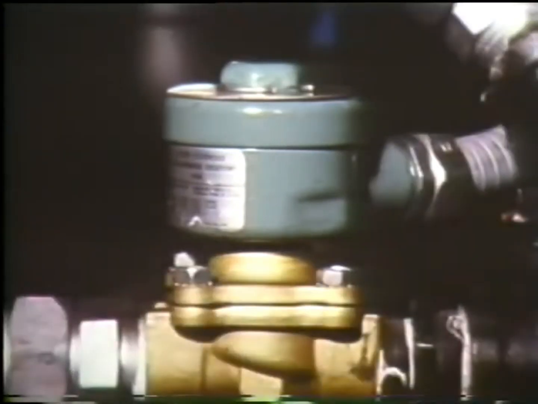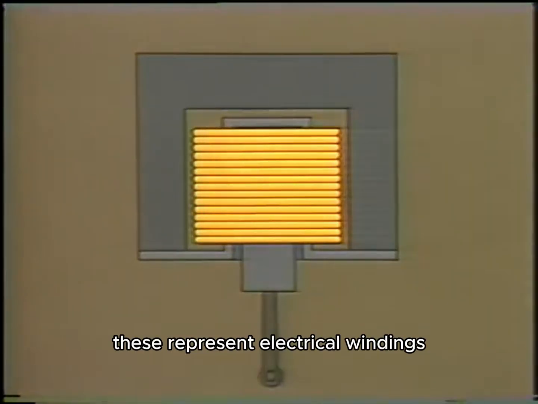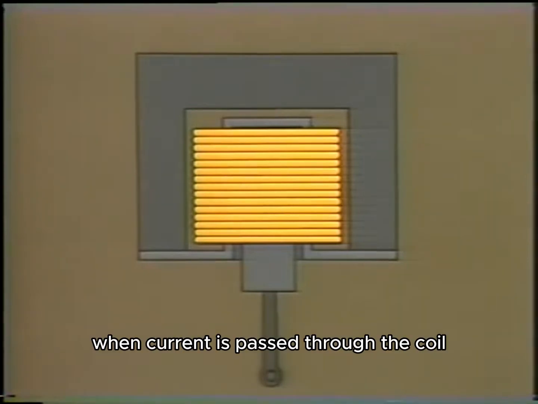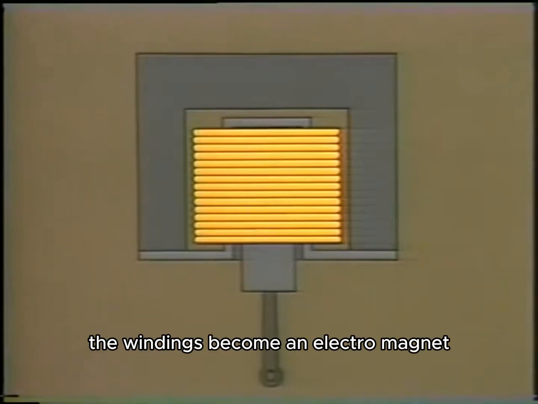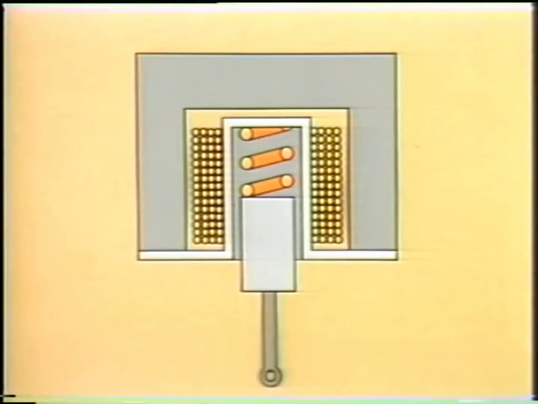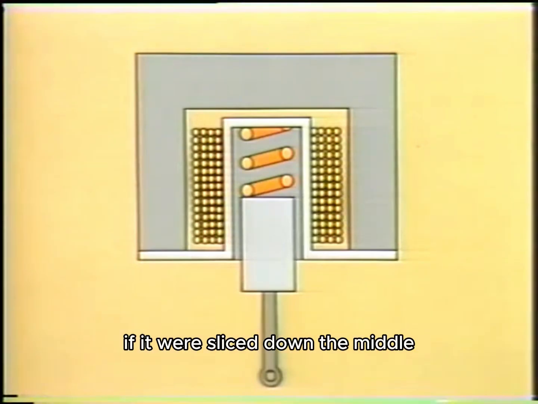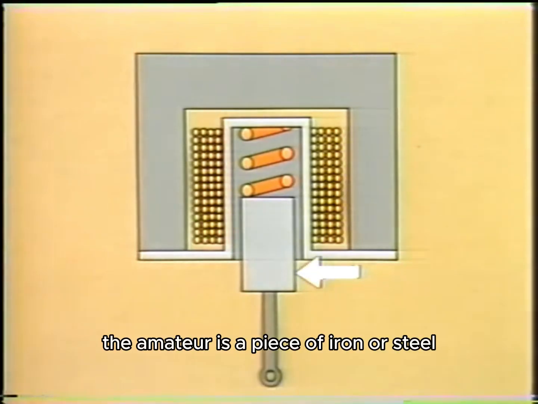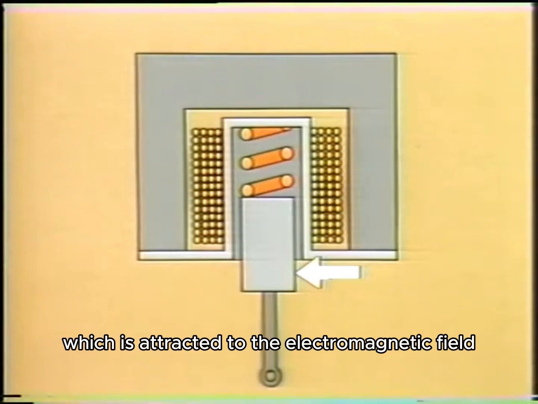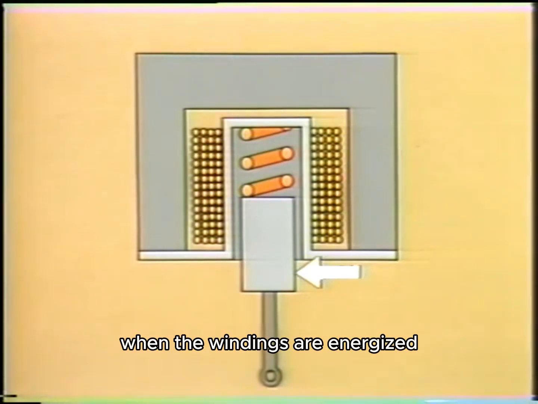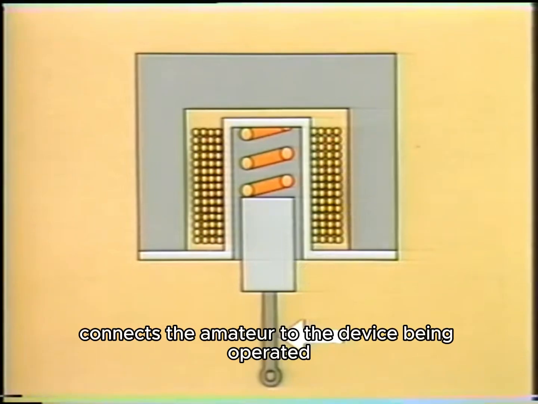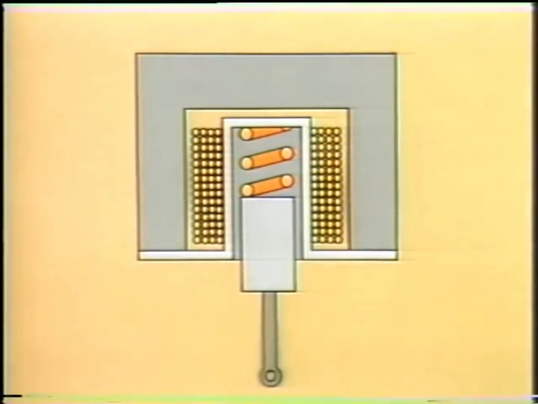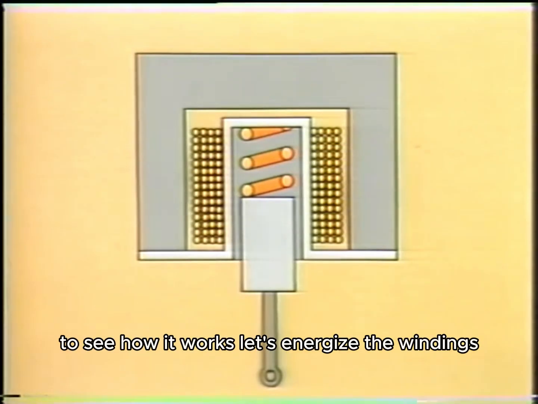Let's look inside. These represent electrical windings. Wire is wound into a coil. When current is passed through the coil, the windings become an electromagnet. In this cutaway view, we can see what the solenoid would look like if it were sliced down the middle. The primary moving part is the armature. The armature is a piece of iron or steel which is attracted to the electromagnetic field when the windings are energized. A stem connects the armature to the device being operated, and a spring holds the armature in its lowered position. To see how it works, let's energize the windings.